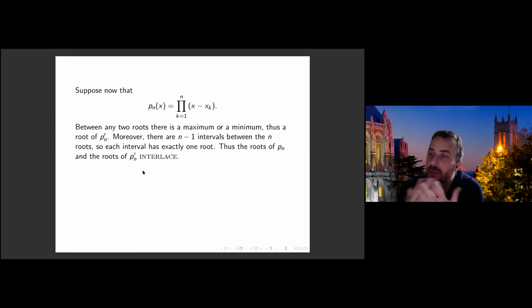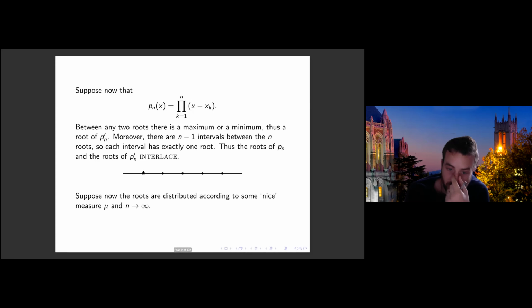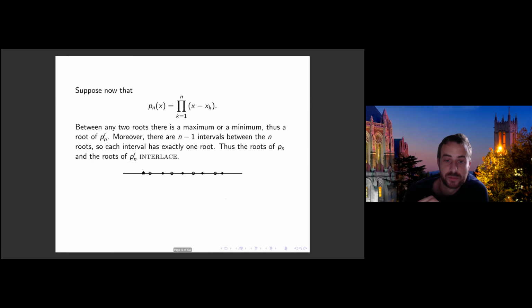However, since it's a degree n polynomial and the derivative is degree n-1, having at most n-1 roots, we see that each interval has exactly 1 root. So in particular, there's an interlacing phenomenon. What happens is between any 2 roots, you have exactly 1 root of the derivative. And then as you keep differentiating, this remains true. So between these 2 blank balls here, there would be another root of the second derivative. And you see they're nicely trapped. They move inside. That's the Gauss-Lucas theorem.